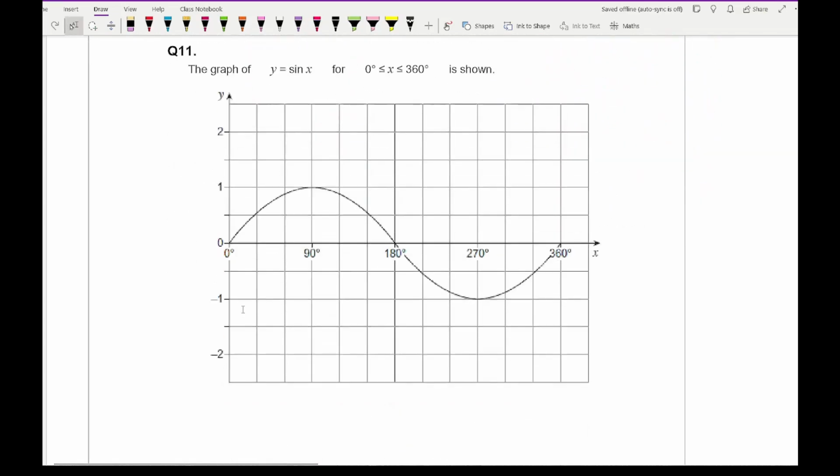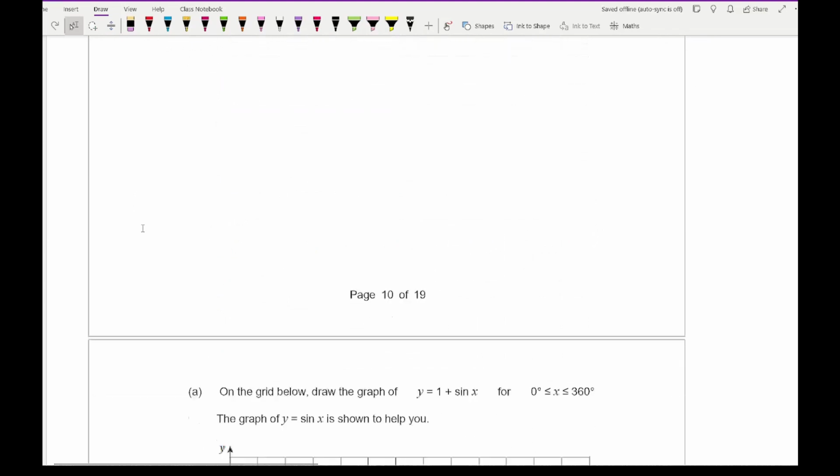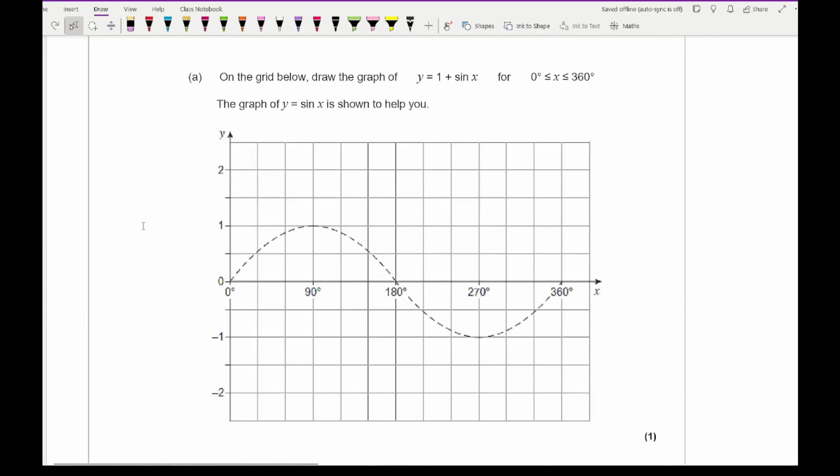Now moving on to question 11, it says the graph of y equals sine x for 0 to 360 degrees is shown. And if I scroll down, it says on the grid, draw the graph of y equals 1 plus sine x, and they've sketched the original graph for us. So this is where we're adding 1 to the function. So add 1 to the function. So that means that basically we're going to shift it up one place.